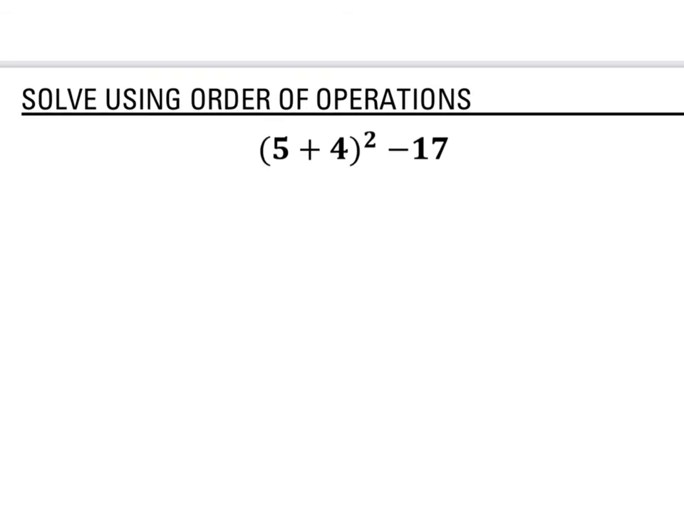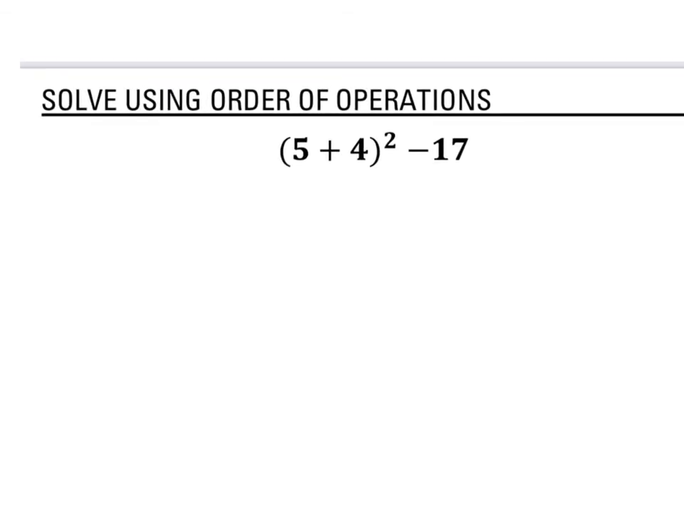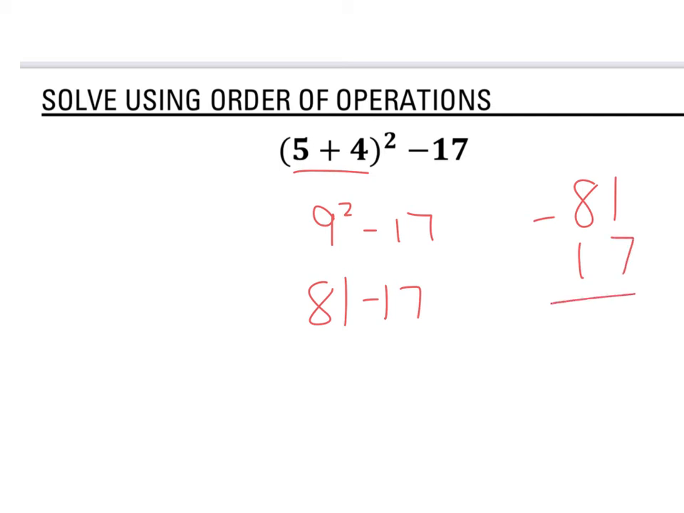Okay, for this one, we're going to do in our parentheses first, which is 4 plus 5 plus 4, which is 9. And then we're going to square it, minus 17. 9 squared is 9 times 9, which is 81, minus 17. And then 81 minus 17, I have to borrow. Okay, and this becomes a 4 and a 6, so 64.